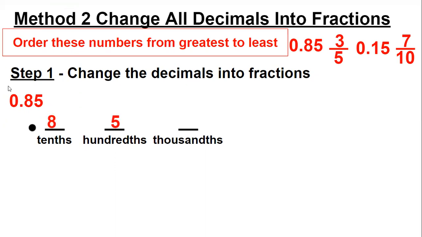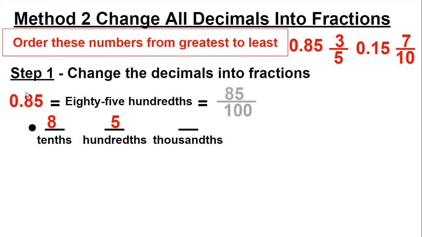There they are. And it lands in the 100 spot. The farthest spot to the right it lands is the 100 spot. So I have to put my number over 100. So 0.85 is equal to 85 hundredths, or 85 over 100. Okay?